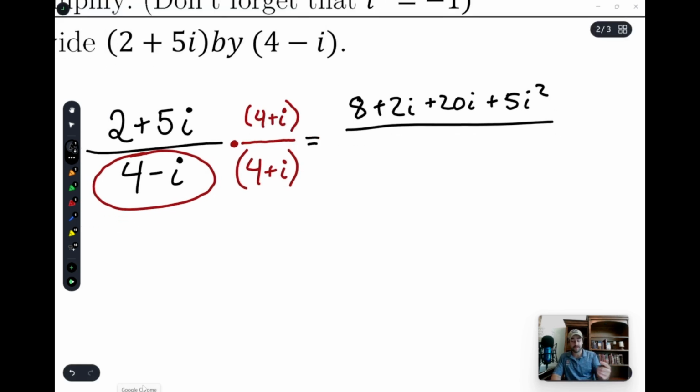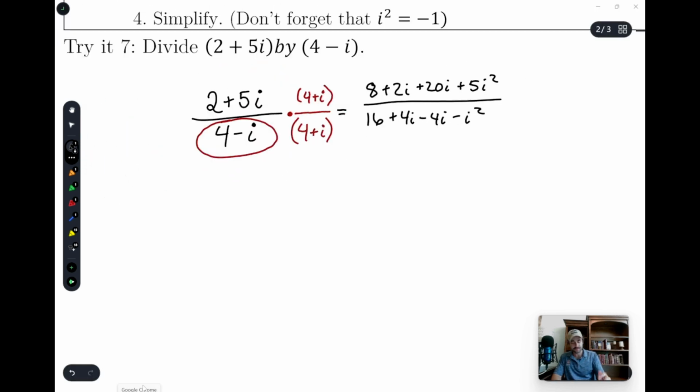All right, next we're going to do the same thing. We're going to go 16 first, outside, positive, this is cool, positive 4i, inside, negative 4i. That's a nice little thing that's going to happen. And if it doesn't happen, go back and look at your complex conjugate and make sure you pick the right one, because that should happen every time when you're dividing and choosing your own complex conjugate. And then the last term is going to be negative i squared, and now we can do our simplifications.